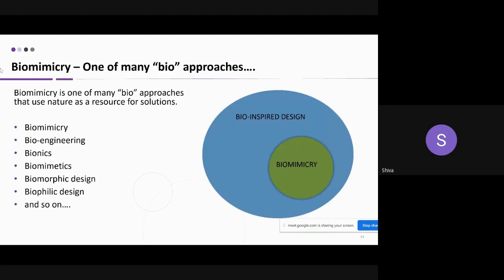So now look at this, okay? This is very simple. Biomimicry is one of the bio approaches. So you can have biomimicry, you can have bioengineering, bionics, biomimetics, biomorphic design, biophilic, all that you can have. You can also have bio-inspired design because it's part of that ecosystem of bio-inspired design.